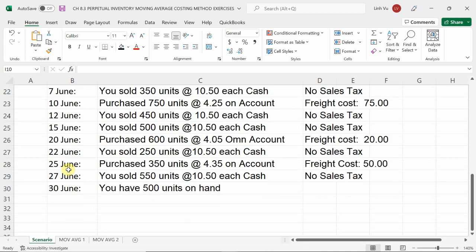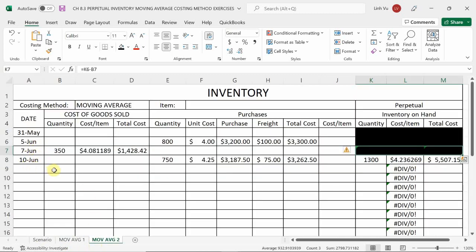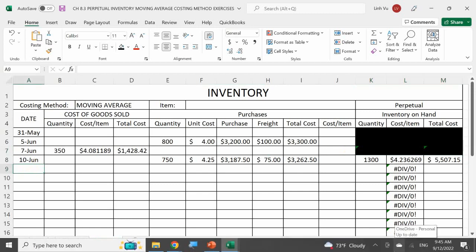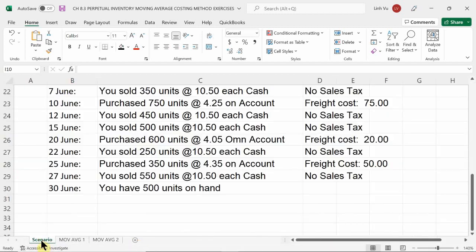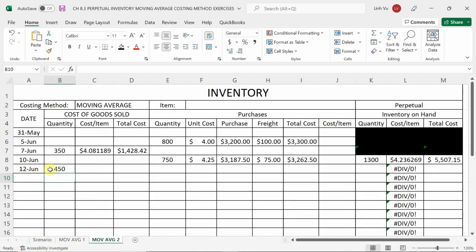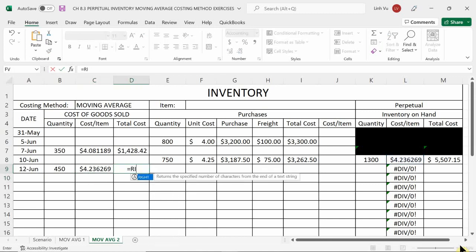Then you end up selling another 500 units on June 15. Oh, wait, hold on, I skipped one by accident. It's June 12th, we sold 450 units. Then June 15th, we sold 500. So June 12th, sold 450 units. My average is this 4.2362. So what is my grand total cost of goods sold?